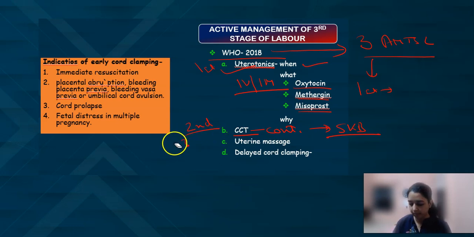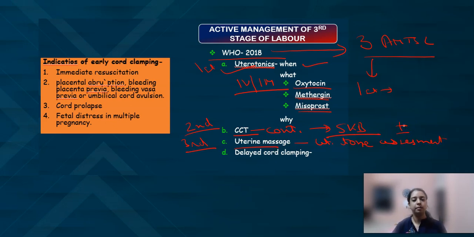The third was not uterine massage. It was basically uterine vigilance. So uterine tone assessment, repeated uterine tone assessment, is the third step of active management, plus minus massage. Why plus minus? Because if the tone is less, you will massage. If the tone is good, you will not do massage. So massage is not a prophylaxis for PPH. Uterine tone assessment is a better term for active management.